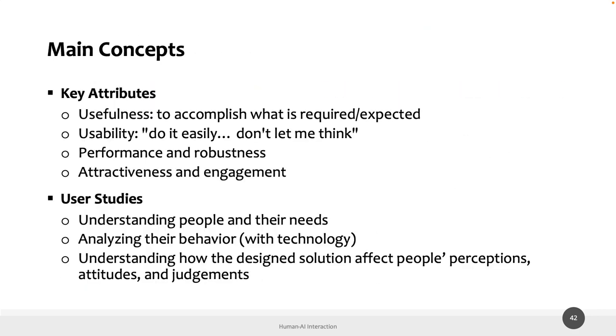And which are the key concepts? We are not going to see everything clearly, but the key concepts of human-computer interaction. So I tried to summarize these 7 points here. We have some key attributes. I told you in the first lecture that we typically would like to have a system that is used, usable, and useful. All three together.